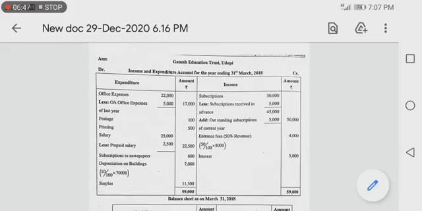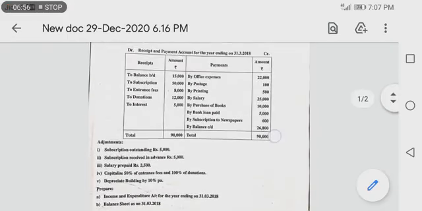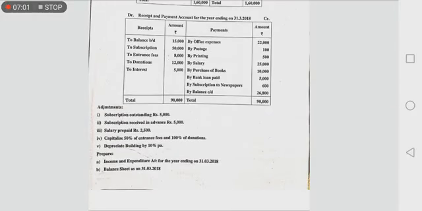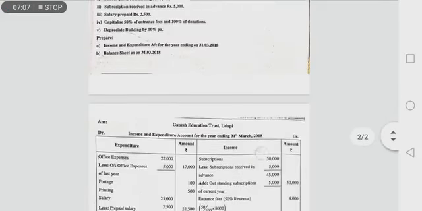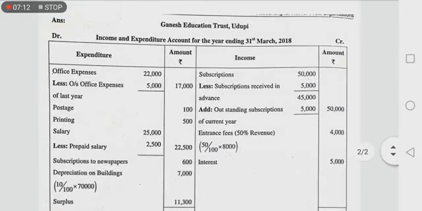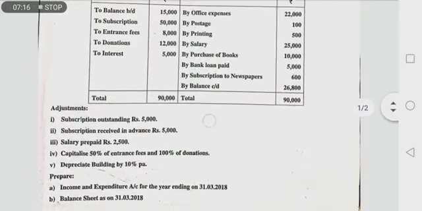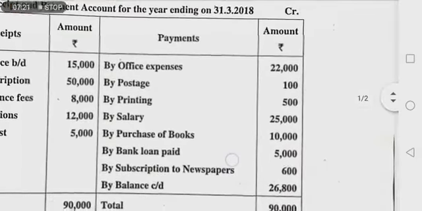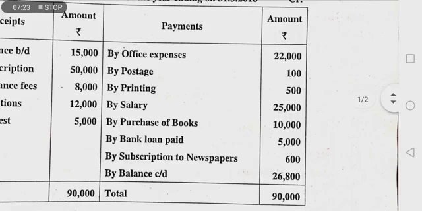Okay, now while preparing the income and expenditure account, you have to look at the receipts and payment account as well as the adjustments. By looking at the receipts and payment account as well as the adjustments, you have to prepare the income and expenditure account. Now let us write the transactions under the expenditure side of the income and expenditure account, that is the debit side. You have to observe the payment side of the receipts and payment account. Now under the payment side, take the given transactions one by one.